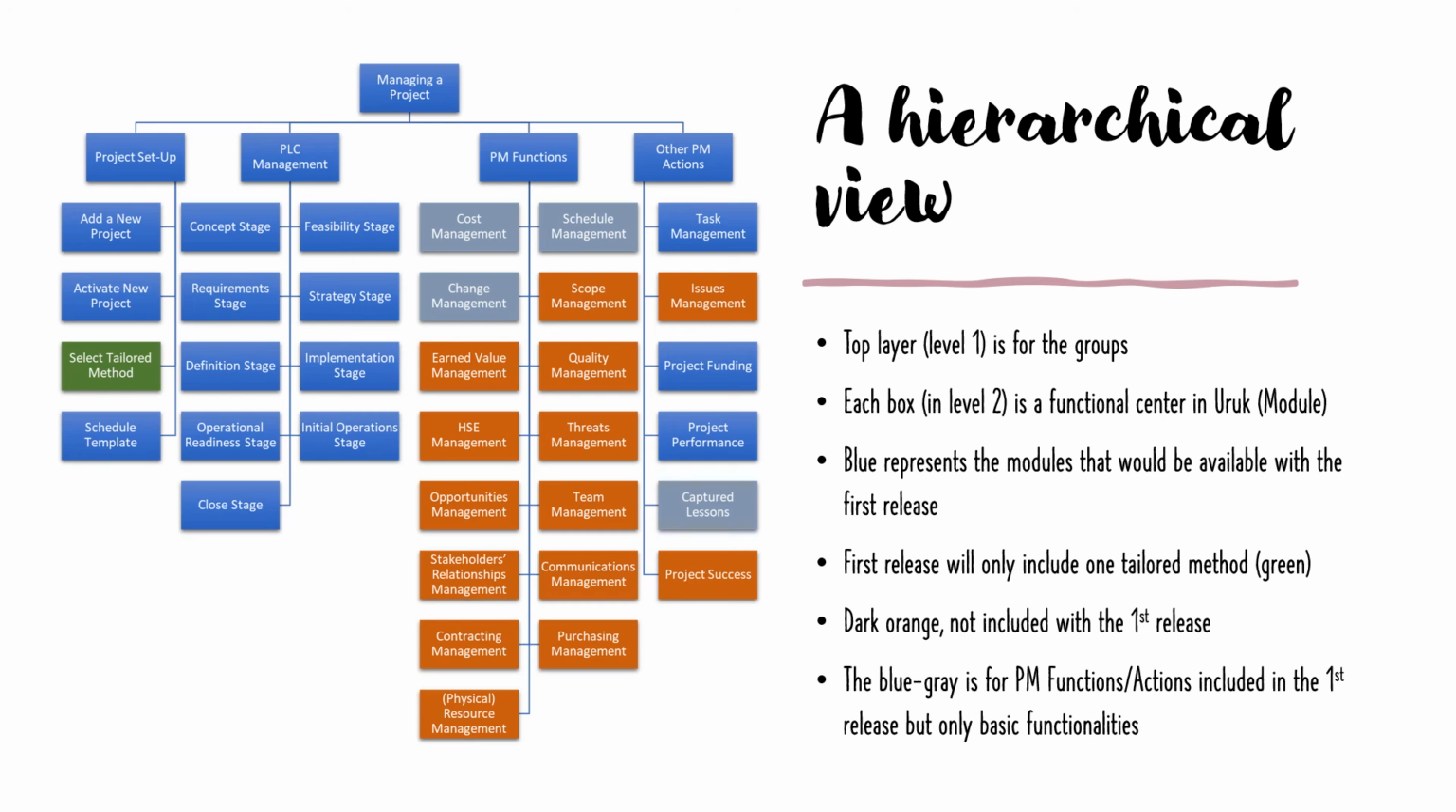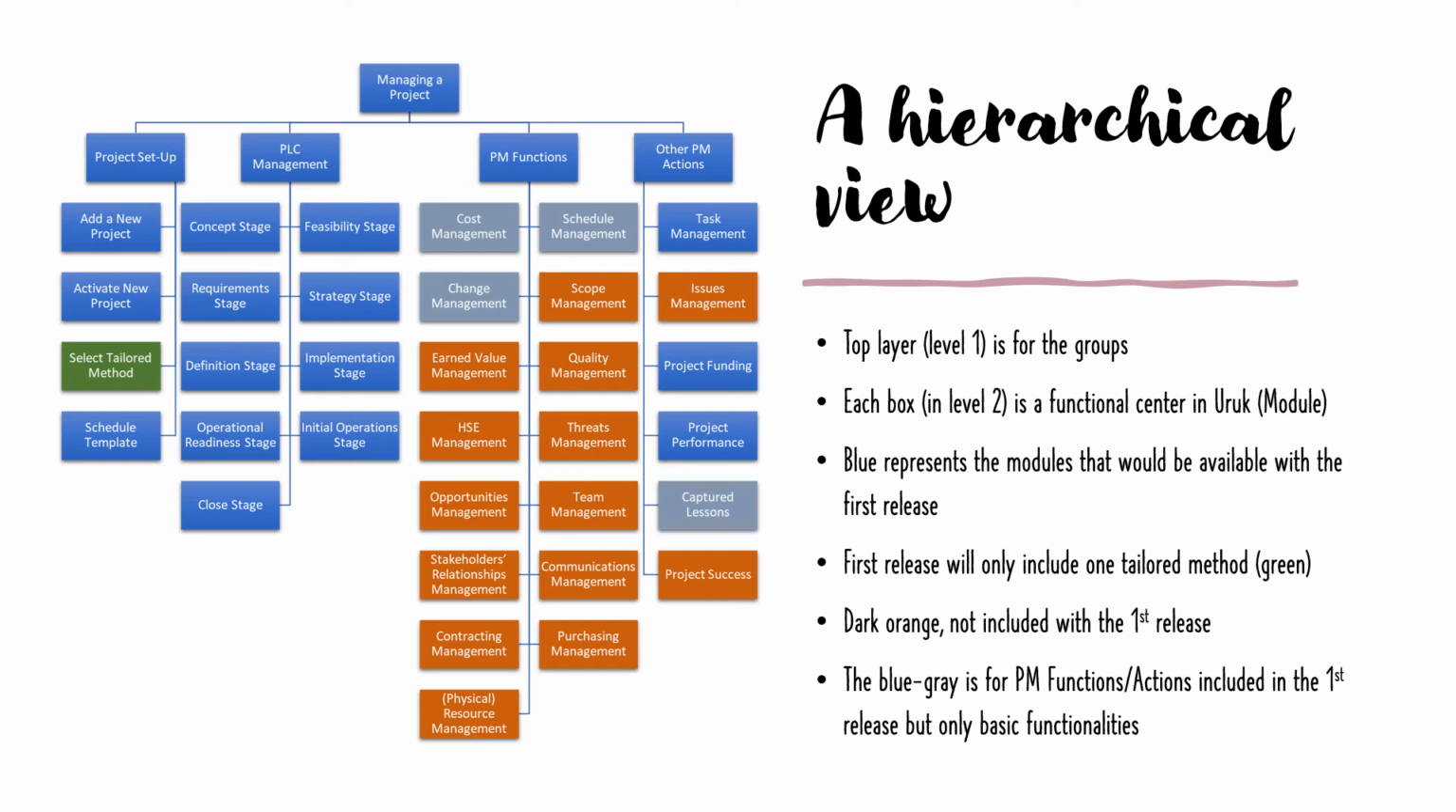Obviously, blue is included in the initial release. That doesn't mean it's perfect. There will always be opportunities for enhancement, especially as we start collecting feedback from early adopters. Green indicates that in the initial product we will have only one tailor method, but down the road we will have more. So there will be an ability to select the tailor method.